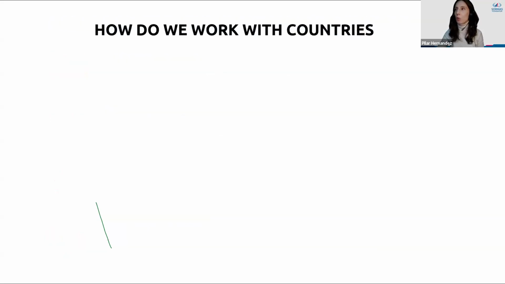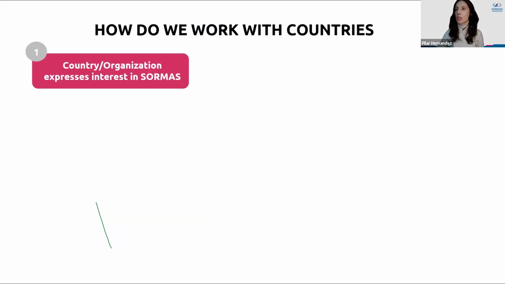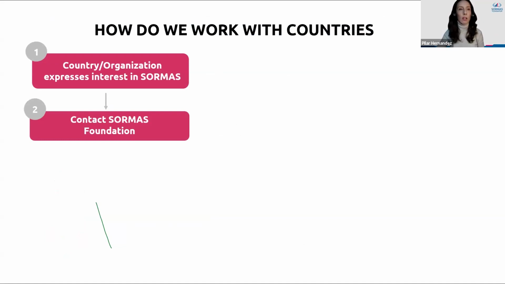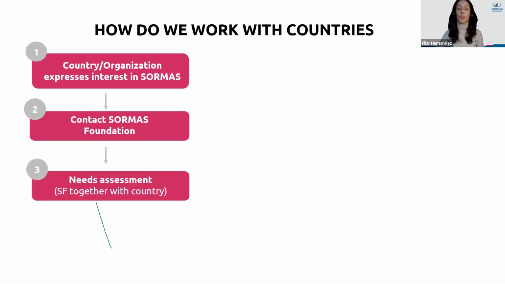But how do we work with countries? The first step is when a country is interested in SORMAS, it usually gets in touch with the SORMAS Foundation. Sometimes we get the connections through implementers, for example, that want to help some countries. But usually these are very rough steps. Countries or organizations, of course, get in touch with the SORMAS Foundation.